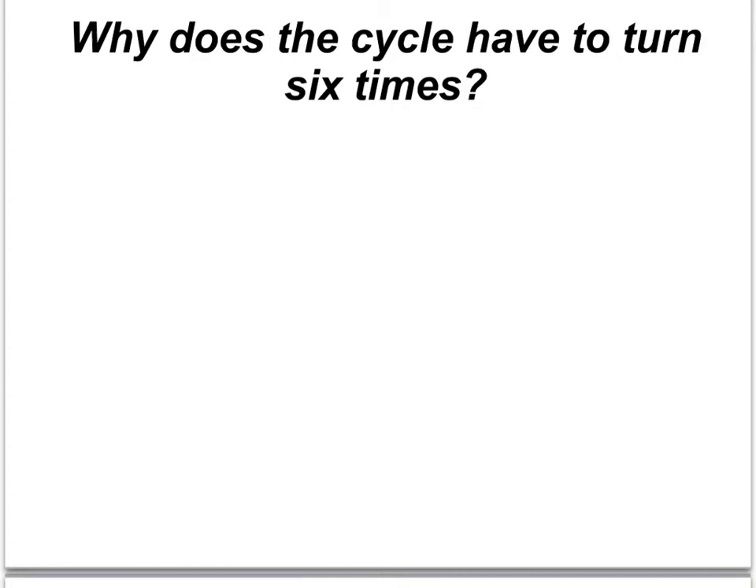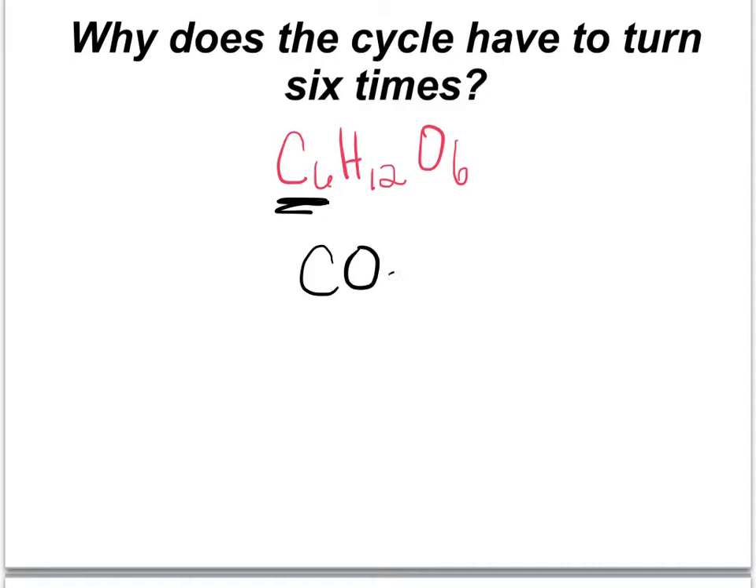All right, so why do you guys think the Calvin cycle has to turn 6 times? And it does. Hopefully you got the answer. The correct answer is that if we look at glucose, our organic molecule here, glucose has 6 carbon atoms, and so the Calvin cycle has to turn 6 times so that we can make our glucose molecule.